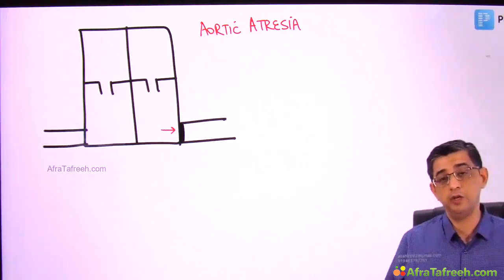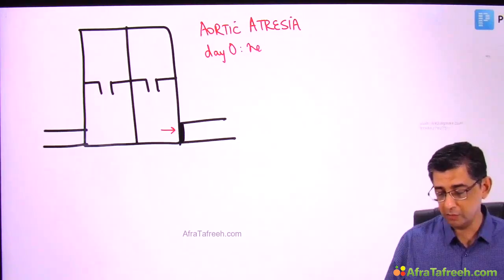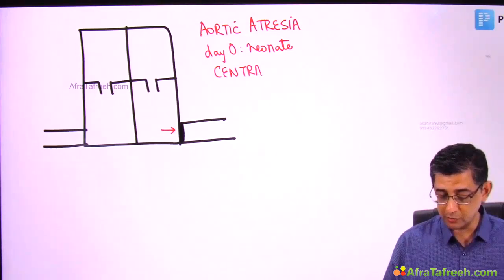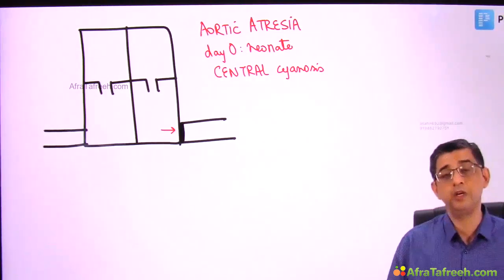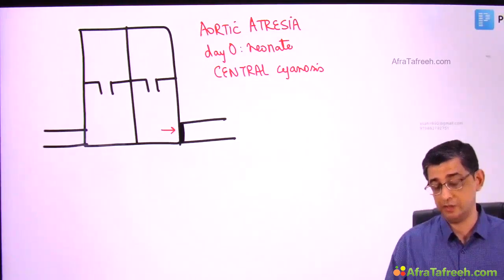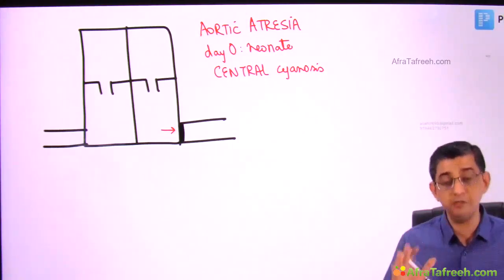If oxygenated blood is not able to reach into the aorta, this newborn baby on day 0 itself will become symptomatic and will again develop central cyanosis. I taught you central cyanosis, the leading cause is transposition of great arteries, but even in aortic atresia, the central cyanosis component will come. The difference from tetralogy of Fallot or transposition of great arteries is that there the problem was with respect to circulations. Here, aortic valve itself is not there.